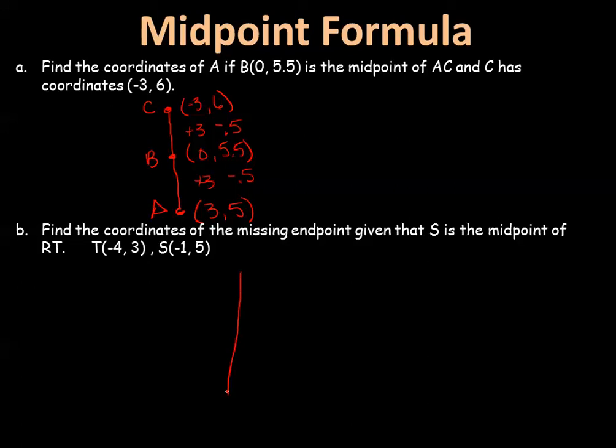You're going to do the same for this problem down here. I got to figure out who's in the middle. Find the coordinates of R if S is in the middle, and they give me T. They tell me that T is -4 and 3, and that S is -1 and 5. Well, from -4 to -1, I would be adding 3, and from 3 to 5, I would be adding 2. So I'm going to do the same down here. -1 plus 3 is going to give me a +2. 5 plus 2 will give me 7.